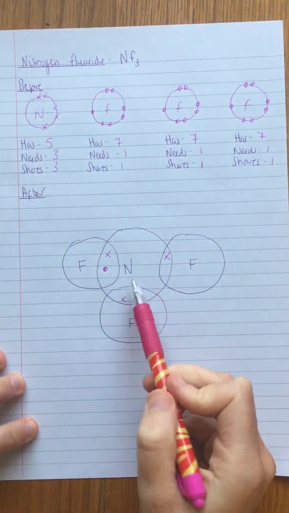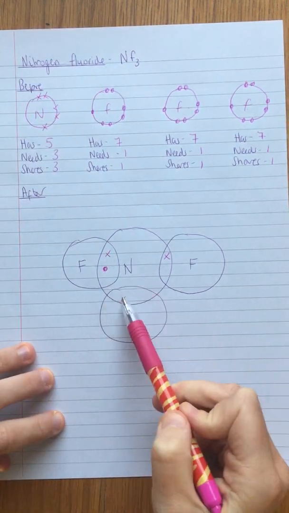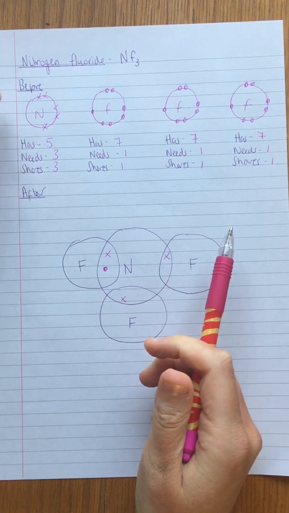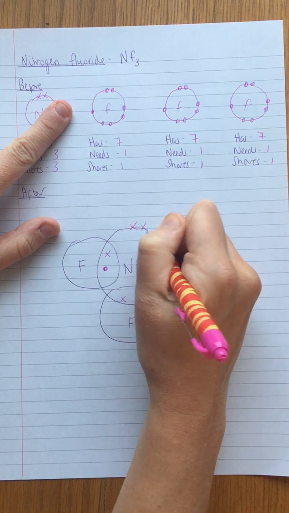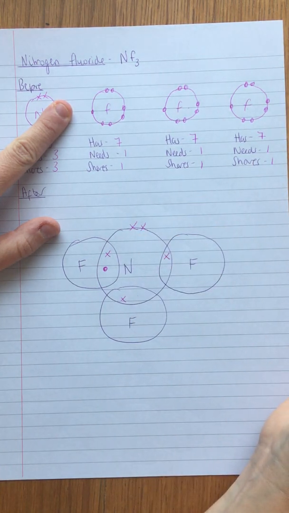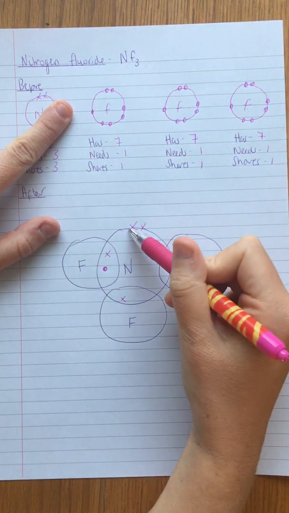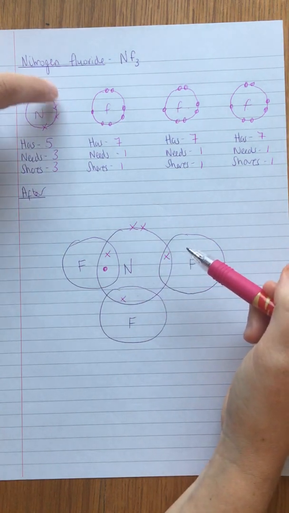Oh, hang on, I've not finished nitrogen. Right, nitrogen, sorry. 1, 2, 3 in the overlap. So I've used those 3 there. I've got 2 left. Yeah, so I've got those 2 left. Right, 1, 2, 3, 4, 5 crosses.